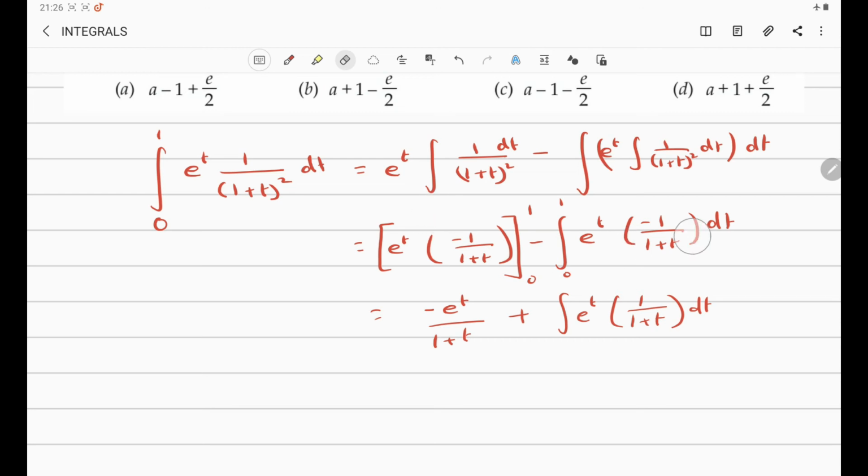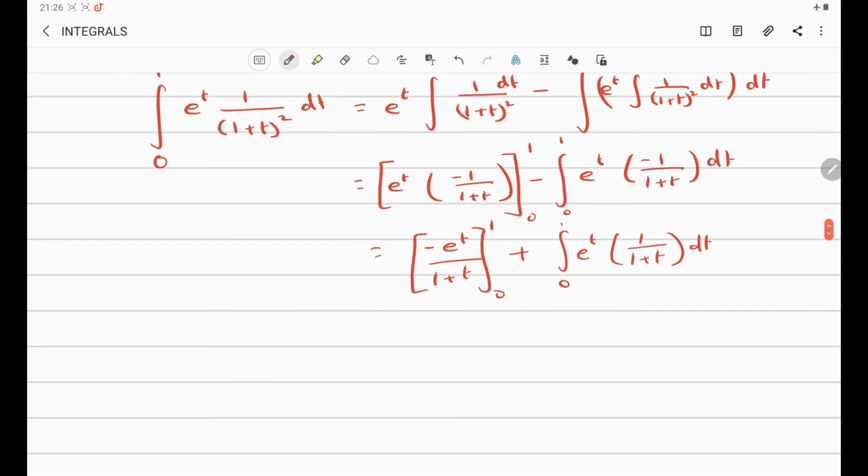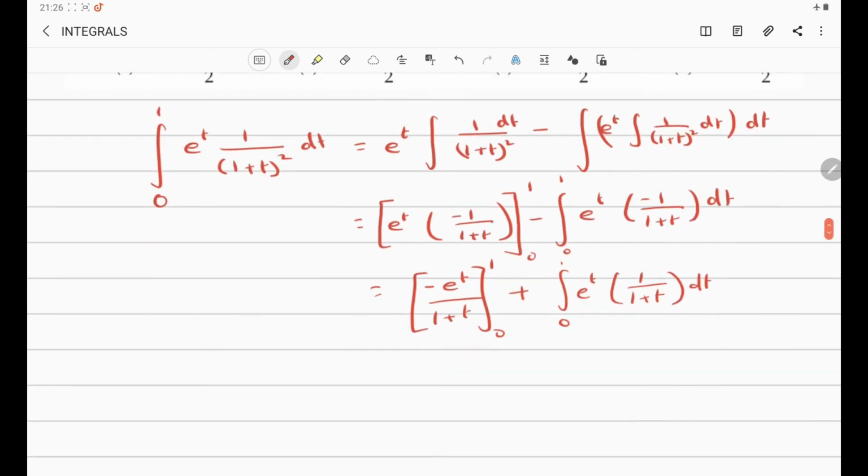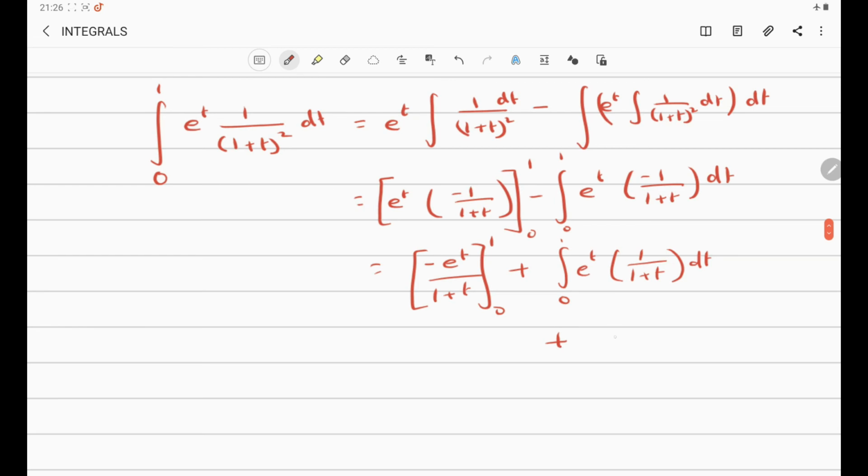So here also we put 0 to 1. Let's simplify this part. 1 and 0, 0 and 1, because here we know the integral of e power t by 1 plus t dt is a. So this part becomes a, because it is already given that the integral 0 to 1 e power t by 1 plus t dt is a. Now we have to simplify this part.